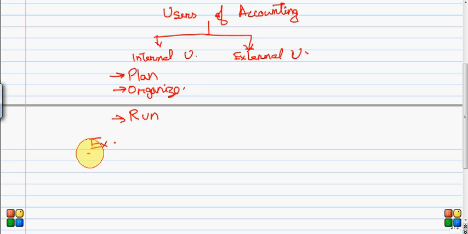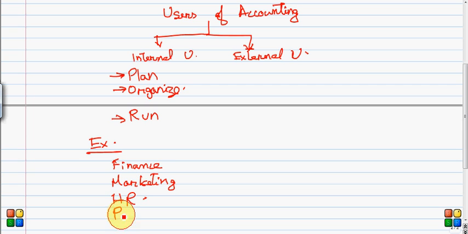Examples of them are the finance, marketing, human resource, and production departments. In the finance department, they may ask, is there enough cash to pay the bills? In marketing, what price should we sell iPods for to maximize profits or to maximize our sales? In human resource, how many employees can we afford to hire this year? In production, which product line is the most profitable, etc.